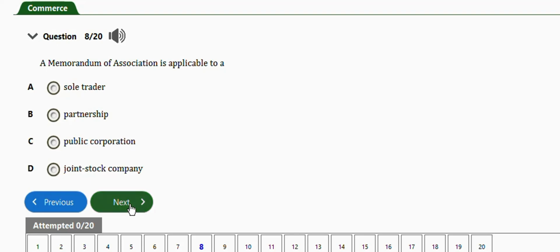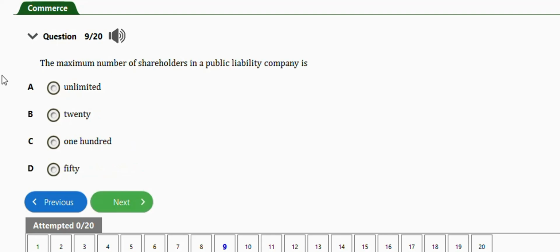Okay, next question is this one. It says the maximum number of shareholders in a public liability company is, since it's talking about public, not private, so it's unlimited. Had it been private, it would have been 50, but since it's public, it's unlimited. Option A, very important.